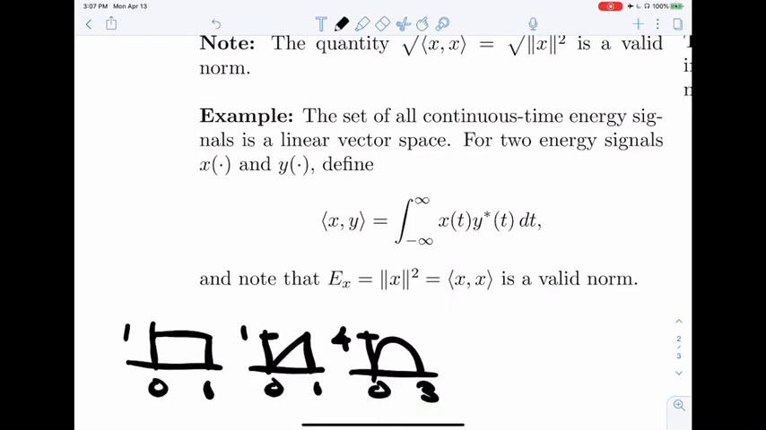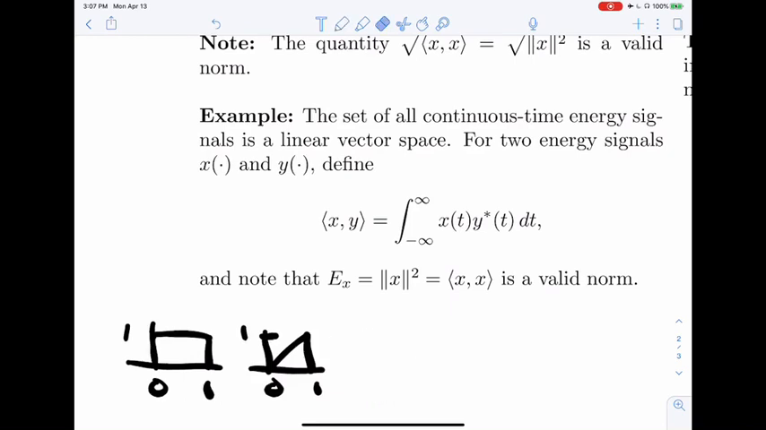The statement here is that the set of all of those guys, all continuous time energy signals, forms a linear vector space. What does that mean? That means that for those continuous time energy signals, we should be able to define two basic operations, one of addition and one of scalar multiplication.